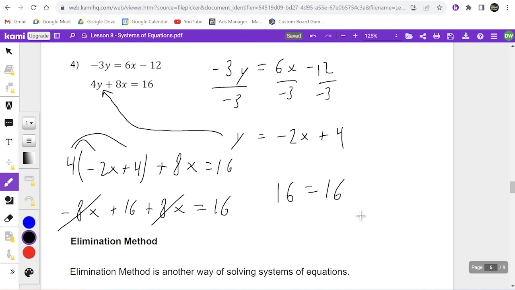As a matter of fact, the answer is one of two things. It's either no solution or it's infinitely many solutions. And since 16 does equal 16, the correct answer is infinitely many solutions.